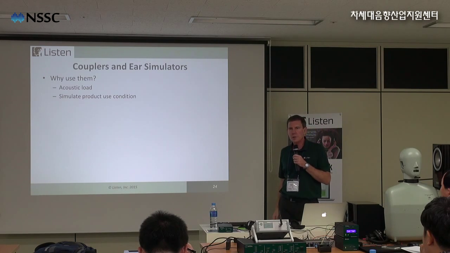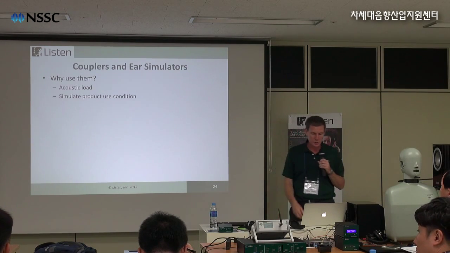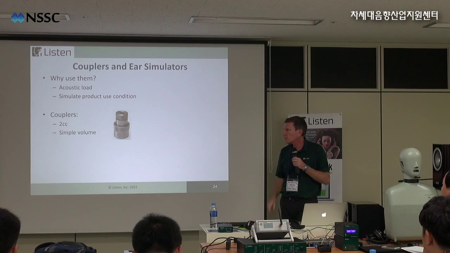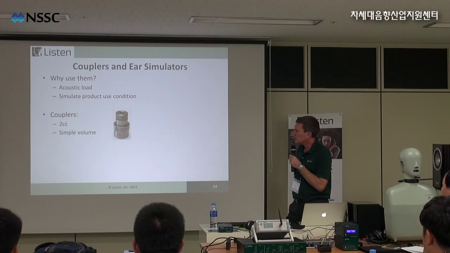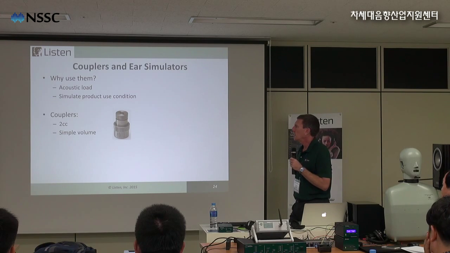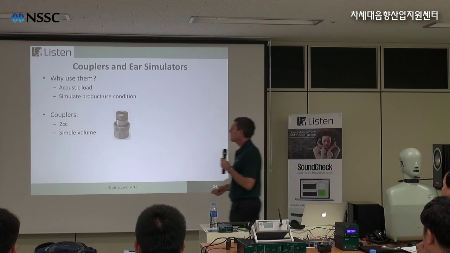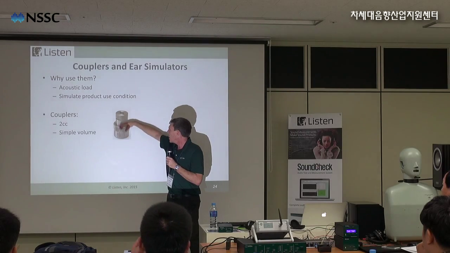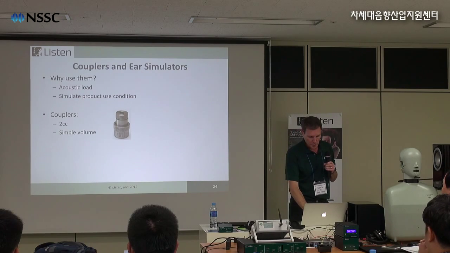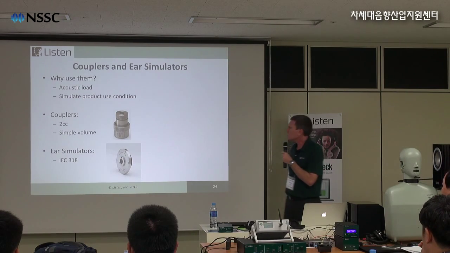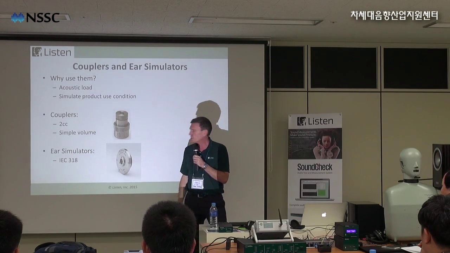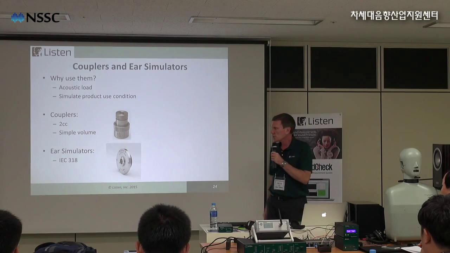And then of course the other thing we want to simulate is how the product is used in real life. So we have different types of couplers. We have a very simplified what's called a 2cc coupler, which was really developed mostly for hearing aid testing. Literally all it is, is a microphone with a cavity that is 2cc. Then we have some more fancy ear simulators. This is a very old design. It's called IEC 318. It actually is a little more complex.